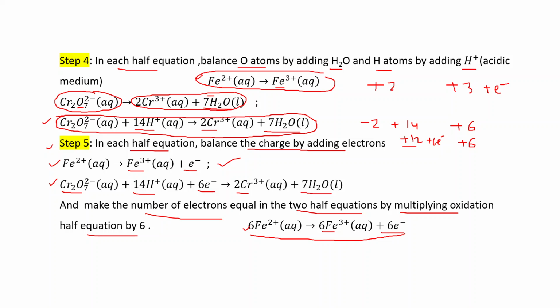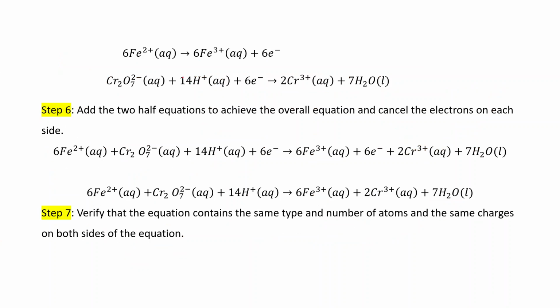Clear? Now, after balancing the charge, we can write these equations like this. 6Fe2+ converting into 6Fe3+ plus 6 electrons. This is the oxidation half equation. And Cr2O7 2- plus 14H+ plus 6 electrons converting into 2Cr3+ plus 7H2O. This is the reduction half equation. Now step 6. Add the two half equations to achieve the overall equation and cancel the electrons on each side.